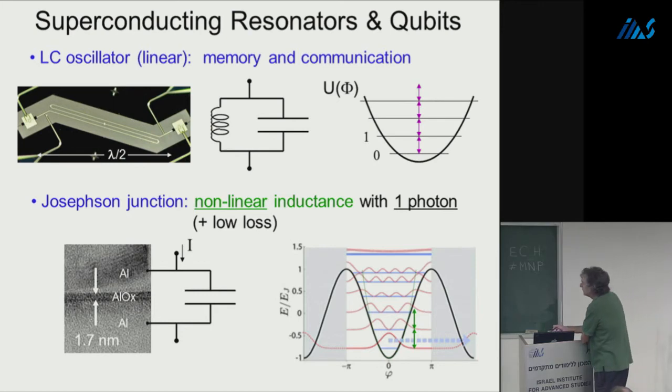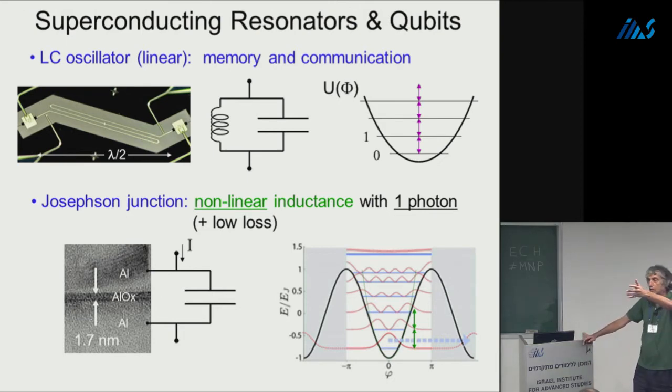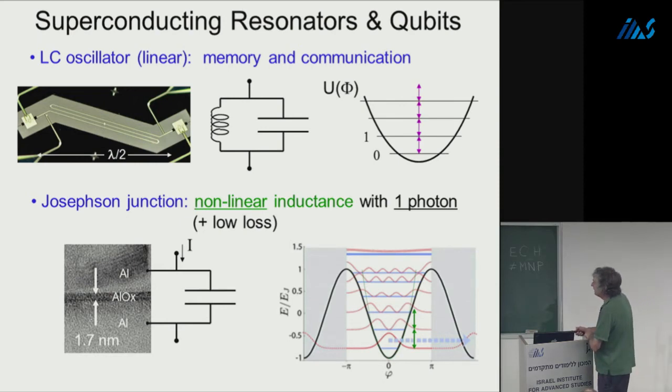So the magic here is that nature has given us a very wonderful element called the Josephson junction, which has a nonlinear inductance even with 1 photon of excitation in this LC resonator, okay? Having a nonlinear inductance is not a problem. You take any coil of copper wire and you put enough power into it, just before it smokes, it's going to go nonlinear. But that's high power. What's amazing here is this is nonlinear at 1 photon of energy, okay?